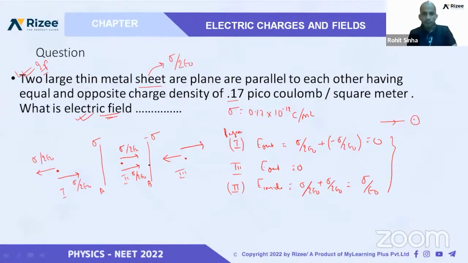So remember, we will be using this similar concept in the chapter on capacitors. There we will recall this once.